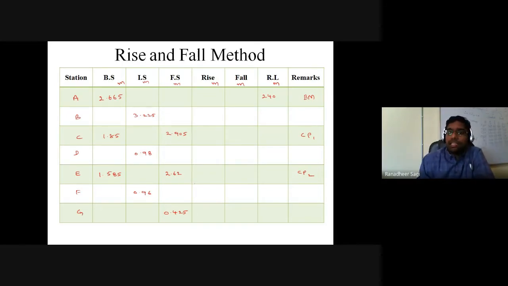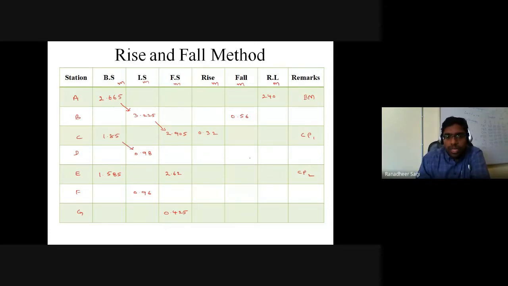Once the data is entered in the level book, our next objective is to calculate your rise values or fall values. Let me solve this problem. The difference between successive staff readings: 2.665 minus 3.225. Minus indicates it's a fall, 0.56, right? Next, the difference between these two values, plus 0.32.